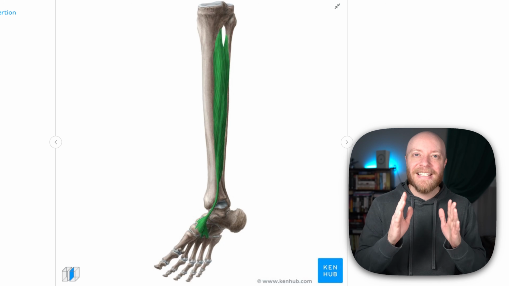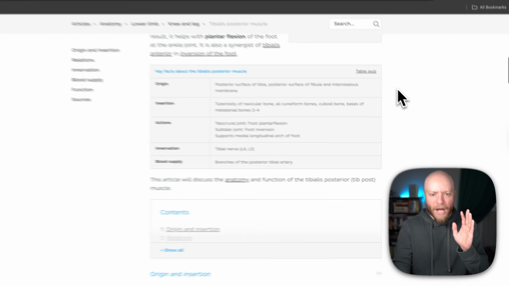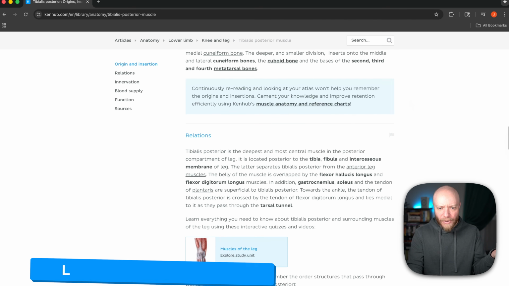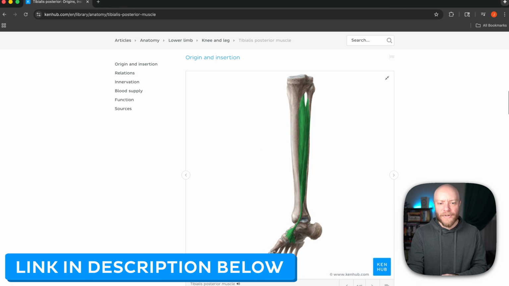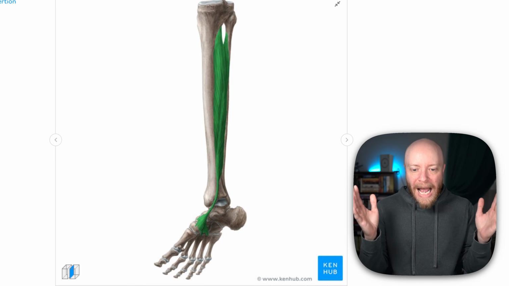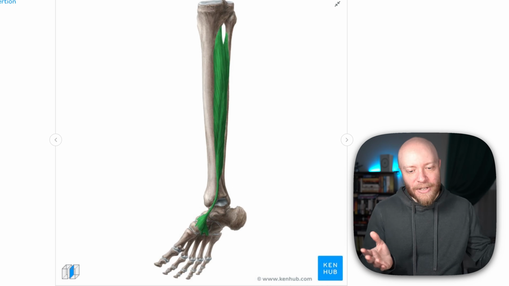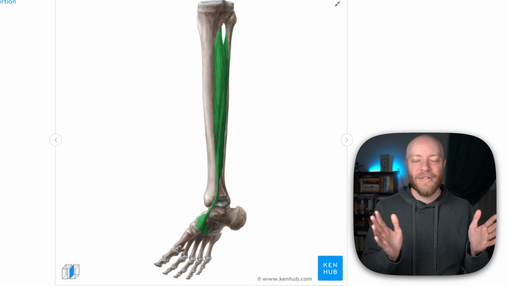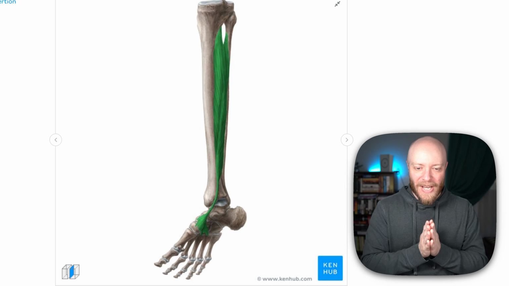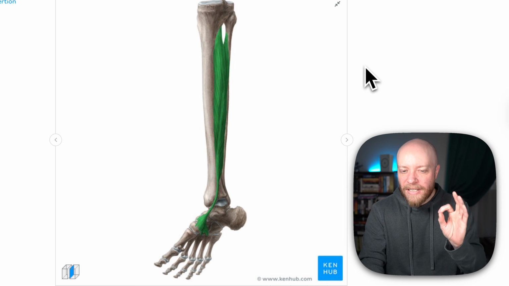But this is the tibialis posterior. And in today's video, we're going to use a 100% free Kenhub article that we've gone ahead and left a link to down in the description below so you can follow along at home. We're going to use this to figure out what's going on with the tibialis posterior. What are its functions, what are its attachments, everything that you could possibly need to know to help pass your exam. So this is a posterior view, but it's a deep view.